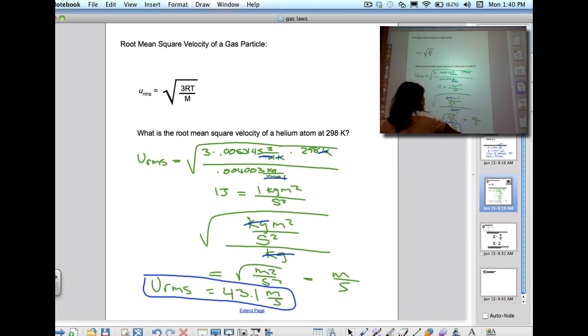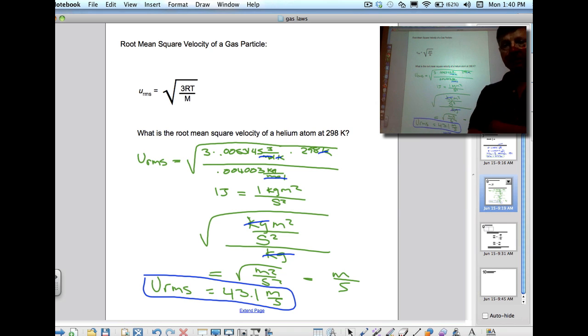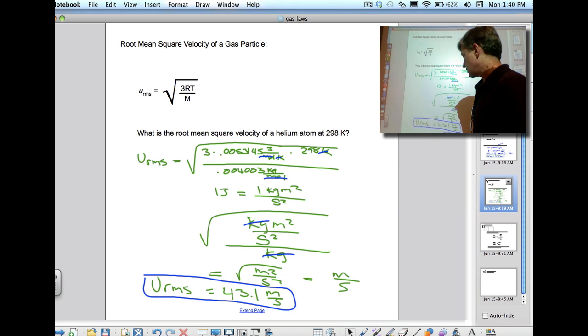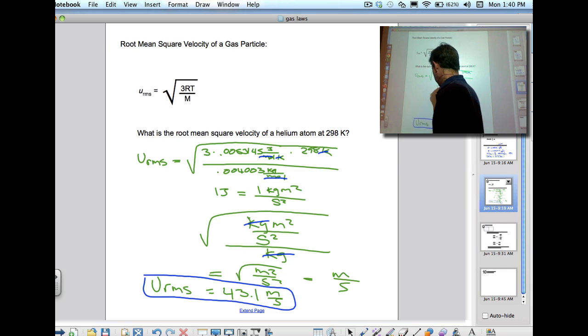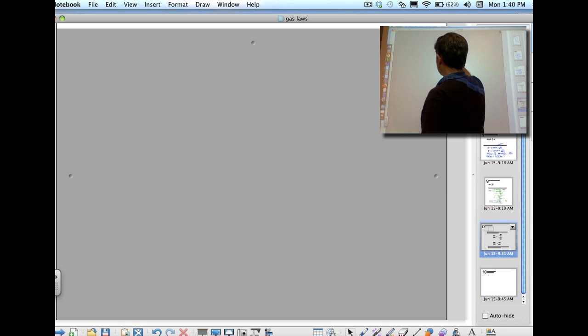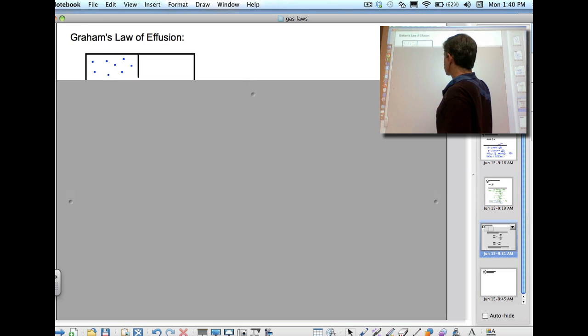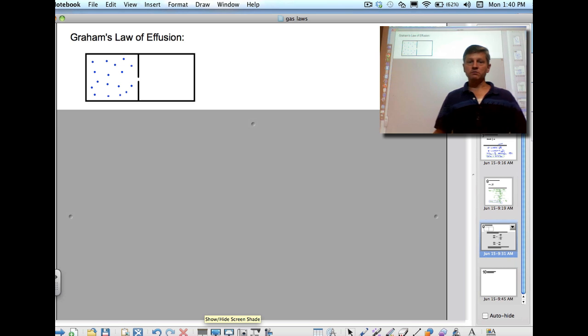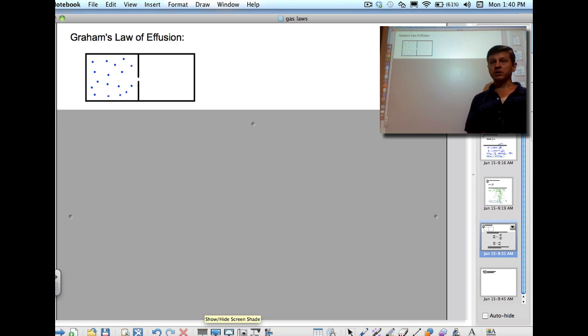Okay. So the last topic I want to talk about is what's called Graham's law of effusion. So let me advance forward and put up my little screen. Okay. So you begin by asking the question, what is effusion? Well, effusion is different from diffusion. Diffusion is when gas particles simply spread out into open air.